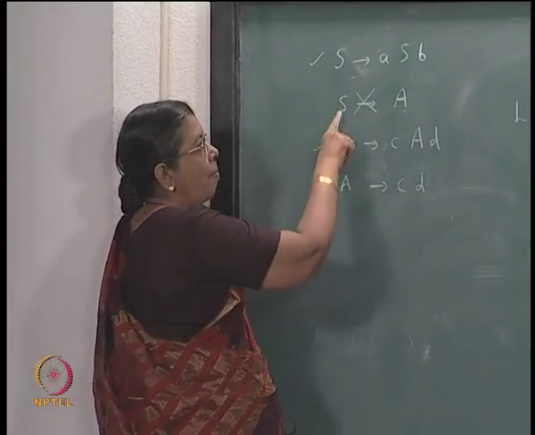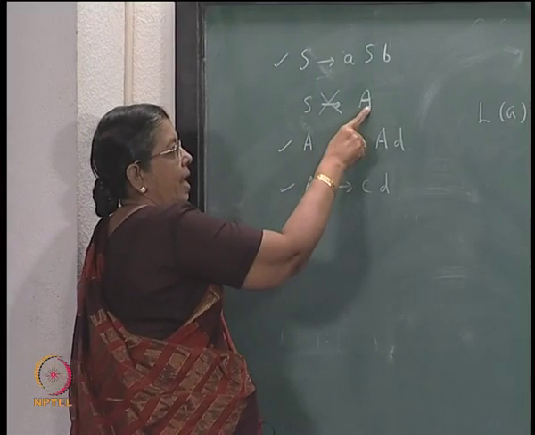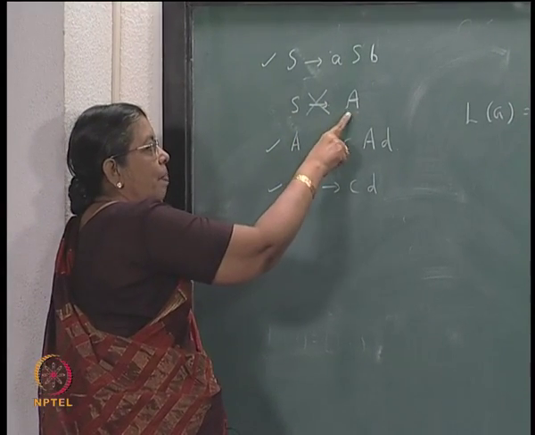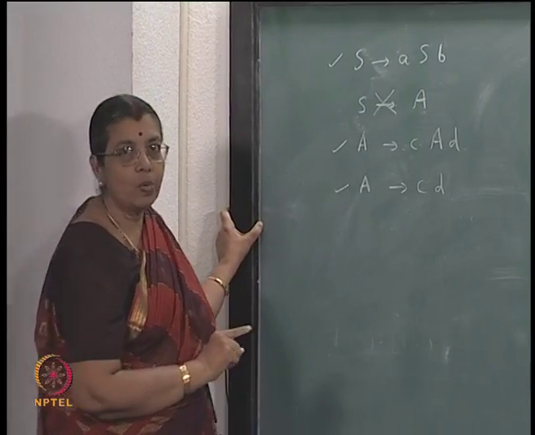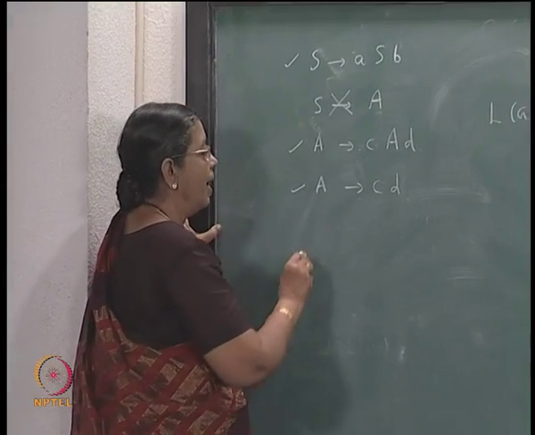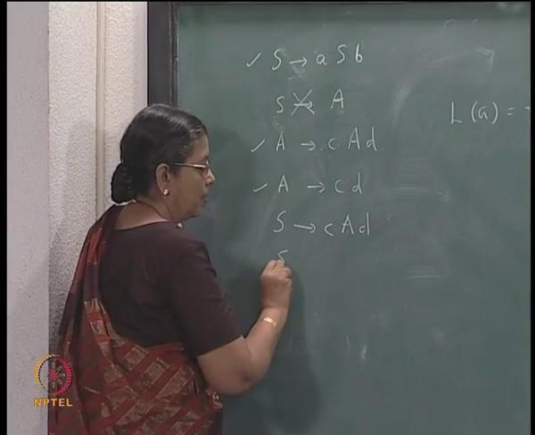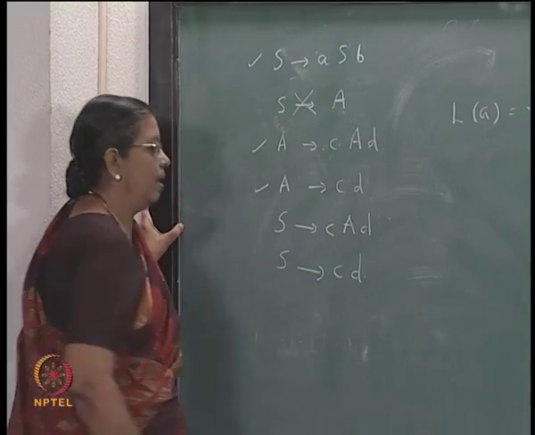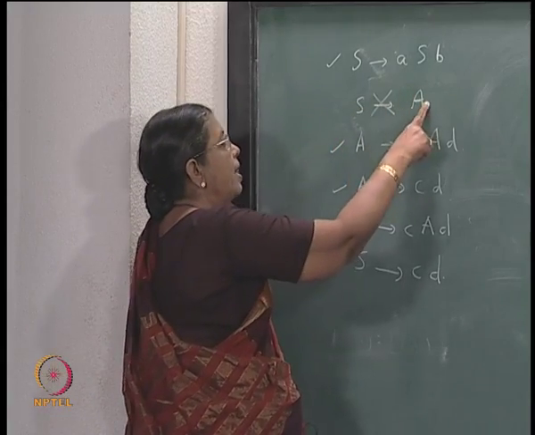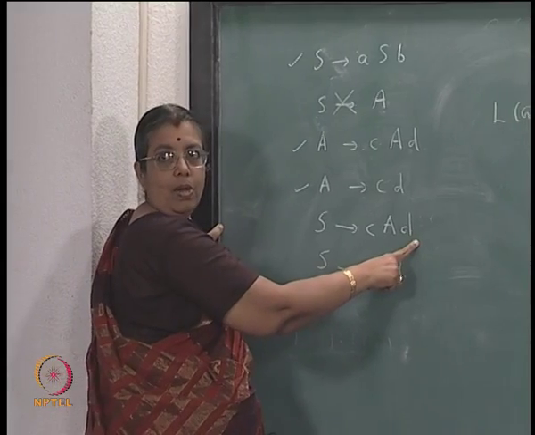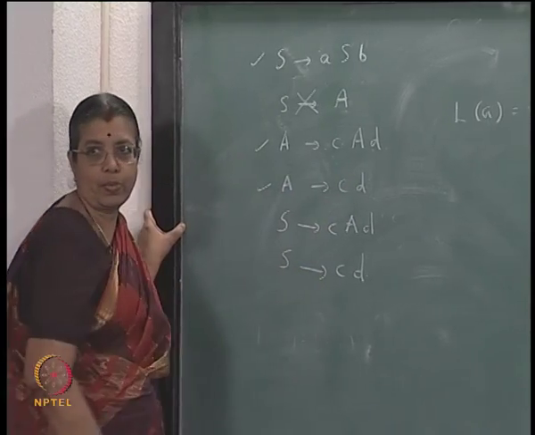Then you have a pair S, A, right? Whenever there is a pair S, A, the right hand side you replace with the right hand side for every rule with A on the left hand side. So what are the rules you will be adding now? The rules you will be adding will be S goes to C A D, S goes to C D. So instead of applying S goes to A, then A goes to C A D, you can straight away apply this rule. Instead of applying S goes to A goes to C D, you can straight away use this rule.